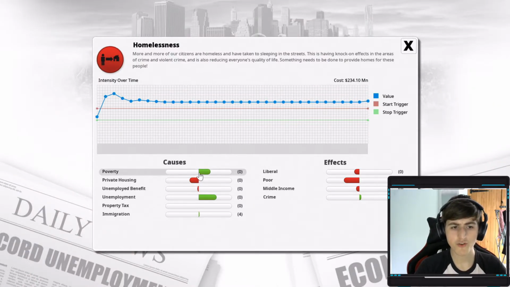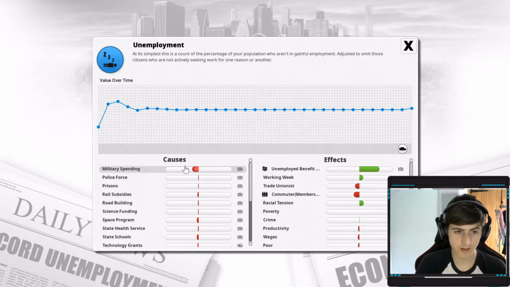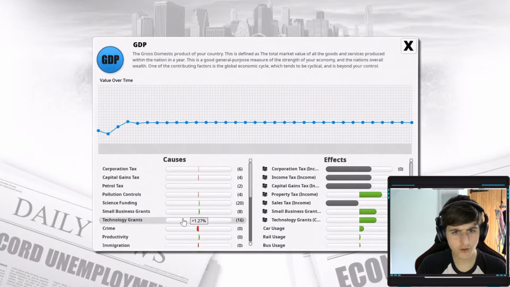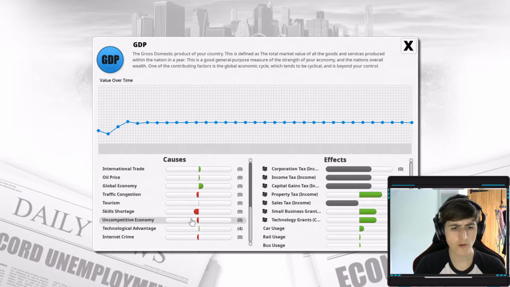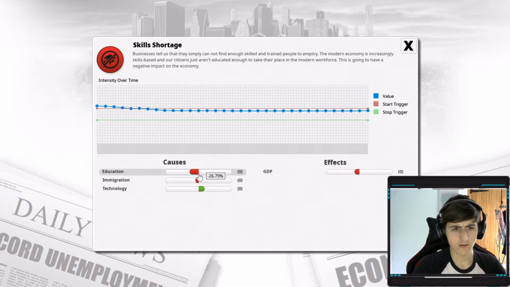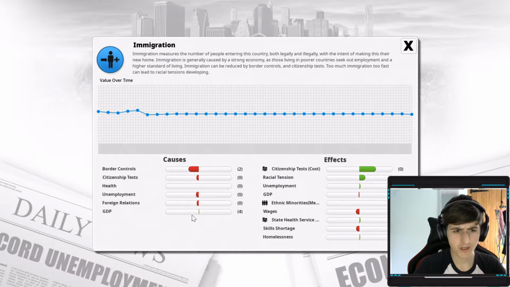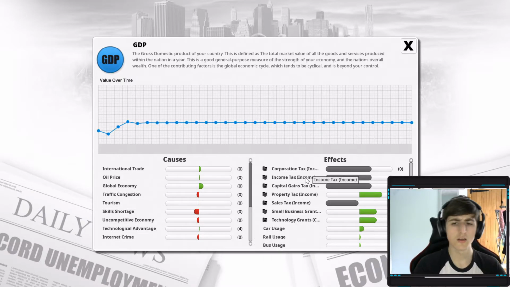So we could try and reduce the poverty or the unemployment. Granted, that's going to go up a little bit because of reduction in spending in military, but we should try and encourage a bit of GDP to rise. I think the problem is at the moment we have an uncompetitive economy. The skills shortage is still quite high. I think we need to try and get a bit of better GDP. So we need to try and help them start to grow a little bit.